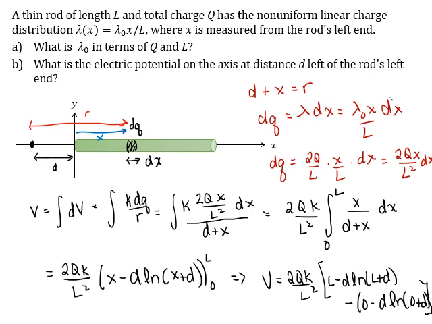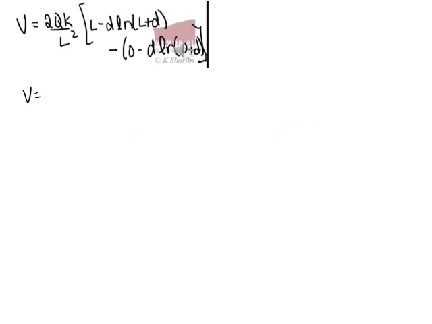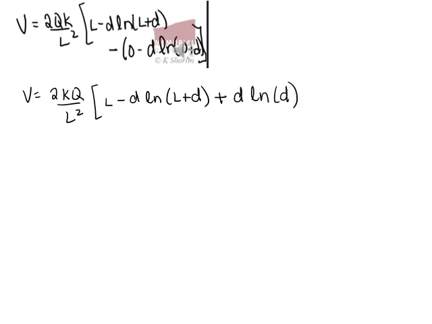Let's neaten this up a bit. So this gives us V equals 2 times k times q over L squared times L minus d times natural log of L plus d. Subtract 0, which is just 0, minus d, that gives us plus d times natural log of 0 plus d, which is just d. Here we might remember our expression that natural log of a minus natural log of b equals natural log of a over b. Let's use that in our expression.